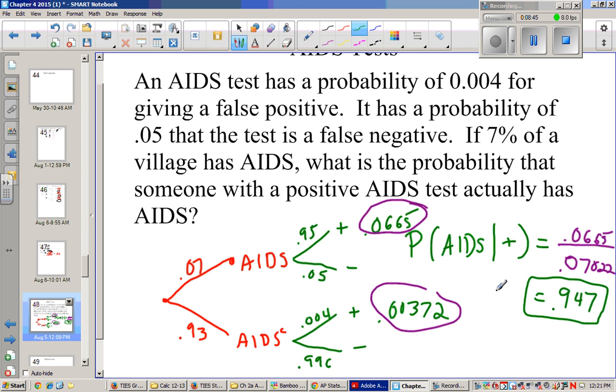So if you are in this village and you get a positive AIDS test, you're about 95% sure that you actually have AIDS. So about 1 out of every 20 people gets a positive AIDS test, and they don't actually have AIDS. So something good to keep in mind.